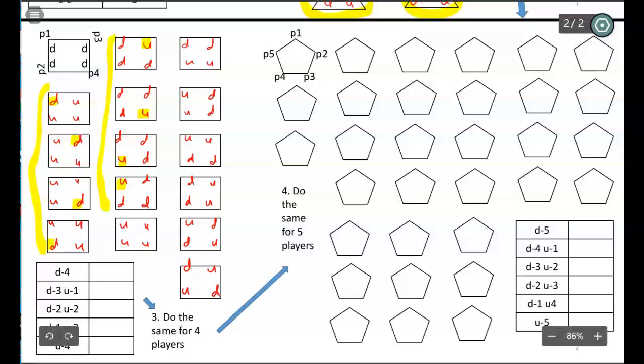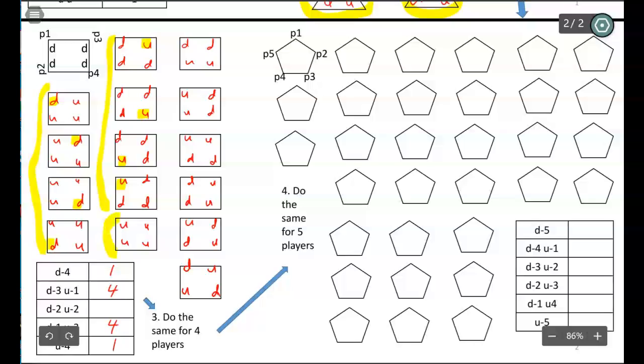So I know that there's one way to do with 4 d's. That's that one there. And with 1 d and 3 u's, there are 4 ways to do that. 1 u and 3 d's, there are 4 ways to do that. And of course, to do 4 u's, there's only one way to do that.